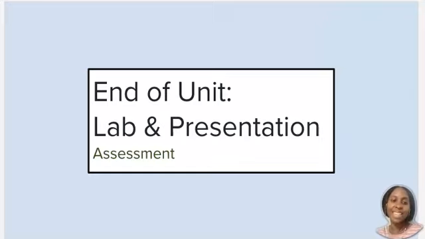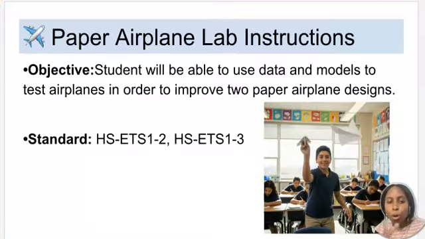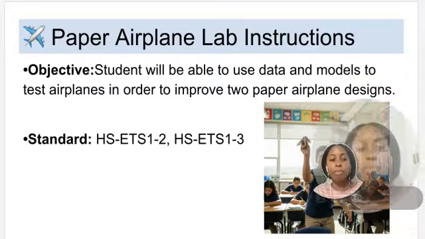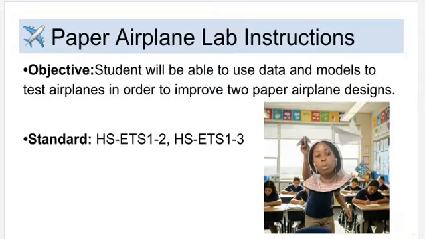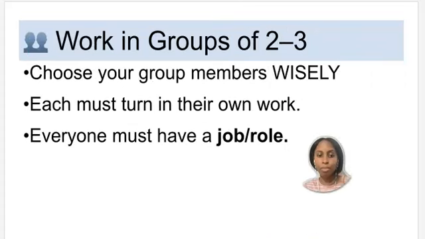All right, so we've made it to the end of the unit, lab and presentation assessment. Yay! Congratulations. So we are going to make, drum roll please, a paper airplane. Let's start by talking about the whole point and objective of the lab. It is so that you all will be able to use data and test different models to improve two paper airplane designs.